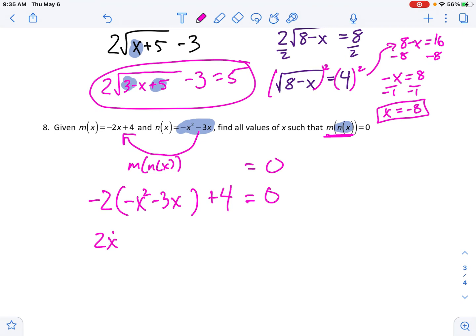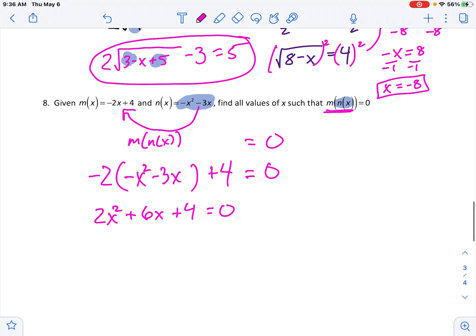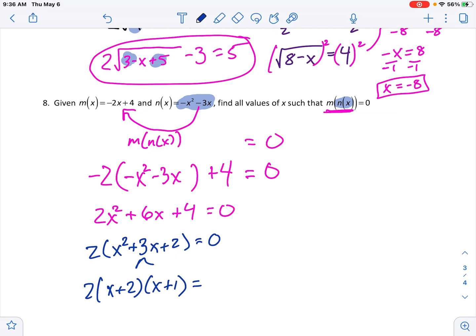Distribute, you get 2x squared plus 6x plus 4 equals 0. And our old friend factoring has arrived yet again. Okay? First rule of factoring, it's been a while, first rule of factoring, take out a GCF. It's going to make things a little easier for yourself. This thing ideally will and does factor. This next one's pretty easy. 2 times x plus 2, x plus 1.